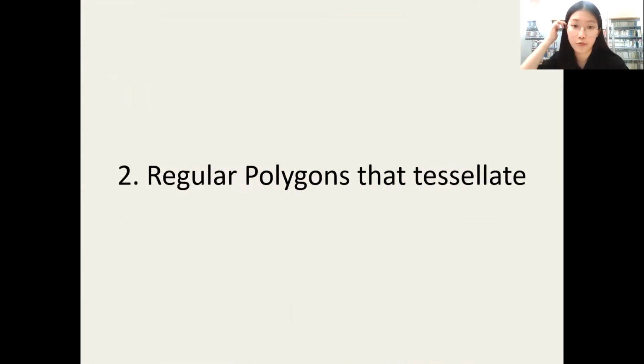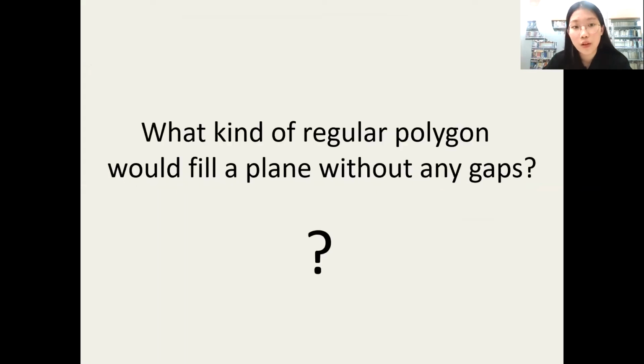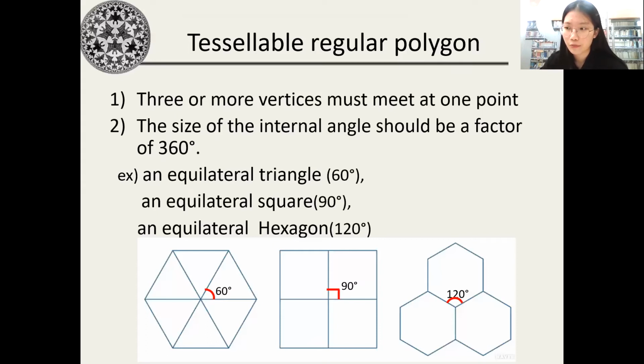Now let's find out which regular polygons can tessellate. What kind of regular polygon would fill a plane without any gaps? Regular polygons that can tessellate must have 3 or more vertices that meet at one point, and the size of one internal angle must be a factor of 360. So that leaves us with only 3 types of regular polygons that can tessellate: an equilateral triangle, which has an internal angle of 60 degrees, a square, which has an internal angle of 90 degrees, and a regular hexagon, which has an internal angle of 120 degrees.